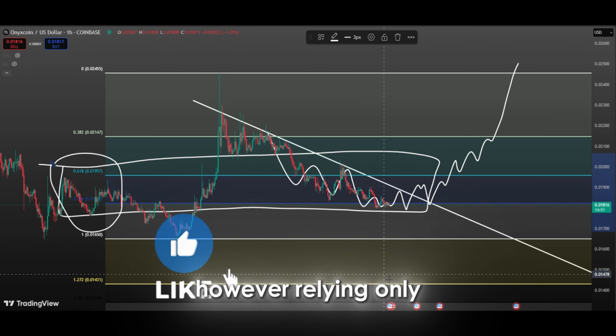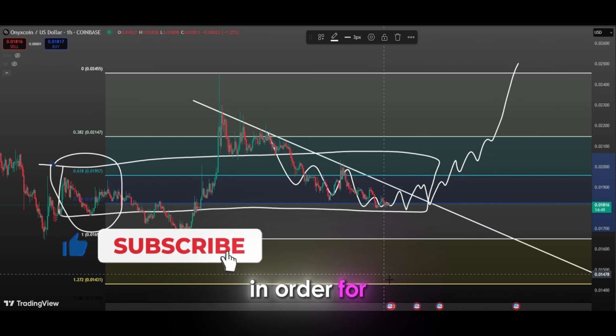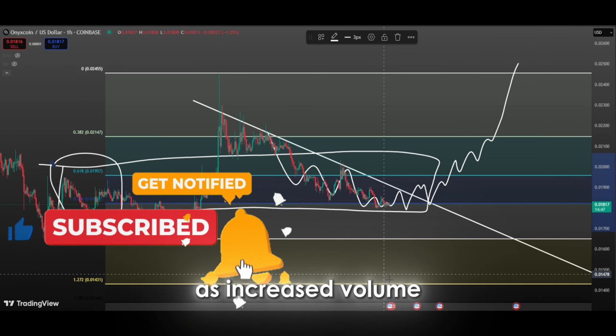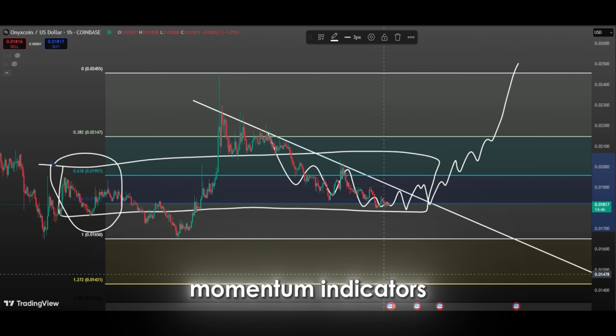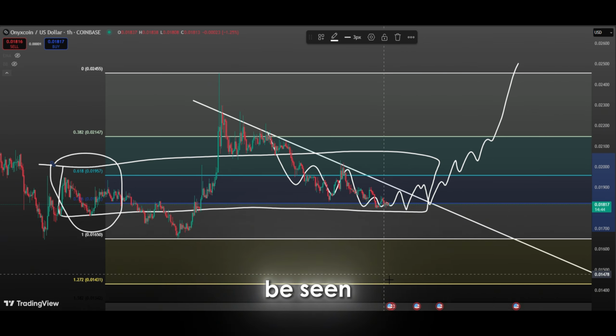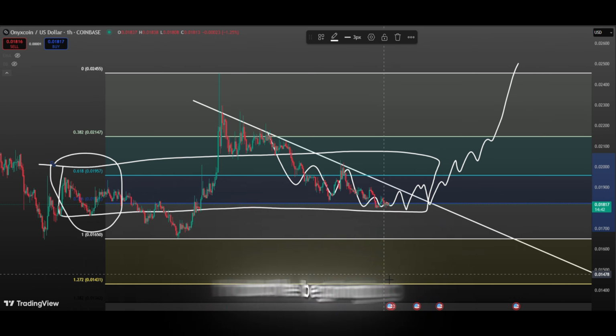However, relying only on Fibonacci ratios is of course not enough. In order for these levels to work as a turning point, complementary signals such as increased volume, positive divergences in momentum indicators, strong green candle structures, etc., should also be seen. If these signals start to appear simultaneously, this could signal that the beginning of the third wave is very close.